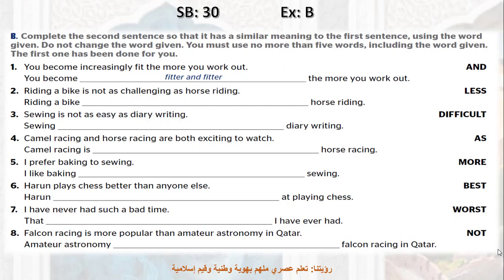Number 2, riding a bike is not as challenging as horse riding. Yes, riding a bike is less challenging than horse riding. Number 3, sewing is not as easy as diary writing. Sewing is more difficult than diary writing.